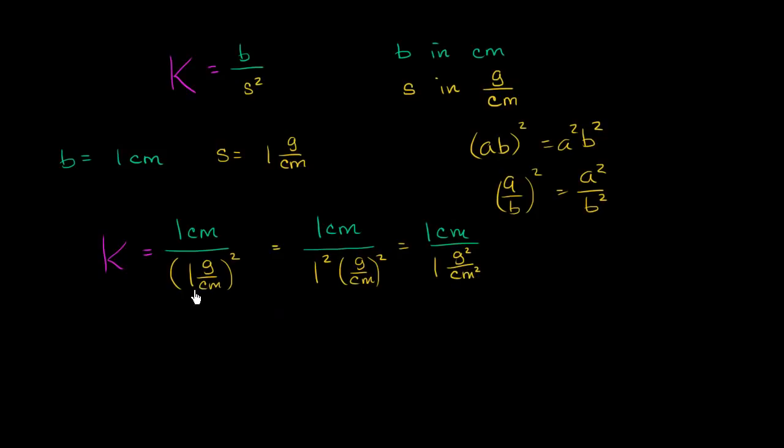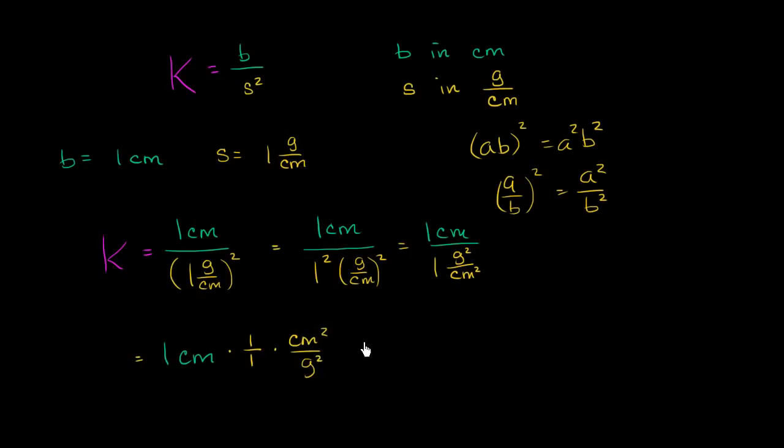Now, what is this going to be equal to? Well, that's going to be 1 centimeter in our numerator. Instead of dividing it by 1 gram squared per centimeter squared, I can multiply it times the reciprocal of this. So times 1 over 1, which is just 1, but let me write it that way just so that you get that I'm taking the reciprocal of 1. So 1 over 1 times the reciprocal of gram squared per centimeter squared. Well, that's just going to be centimeters squared per grams squared.